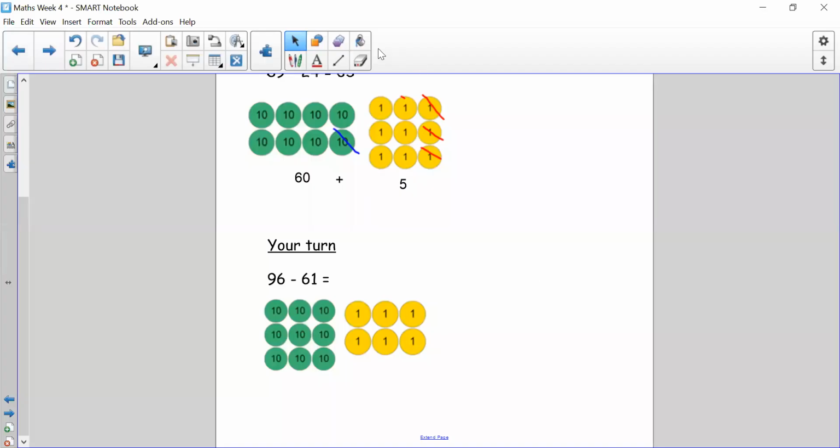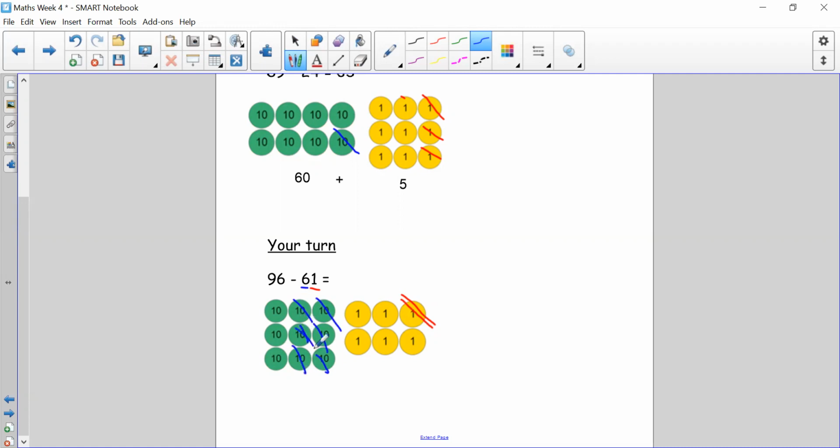Welcome back. Let's have a look at how you got on. So let's get our red crossing off pen for our ones. So we have 96, we have 9 tens and 6 ones. We've partitioned our counters. We now need to subtract our ones and then our tens. So we are taking away 1, so we need to cross off one of the ones counters. Now let's look at our tens. We are taking away 6 tens, which is 60, so we need to take away 6 tens on our counters. So 1, 2, 3, 4, 5, 6.